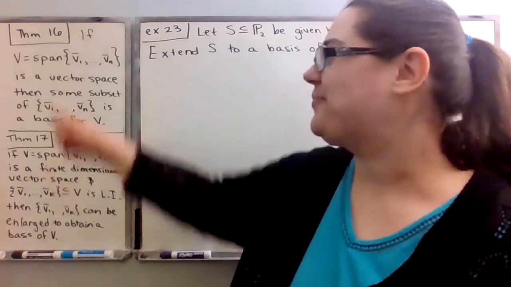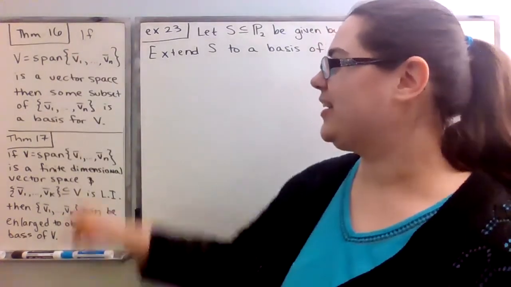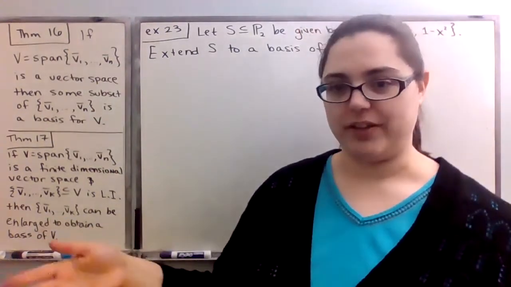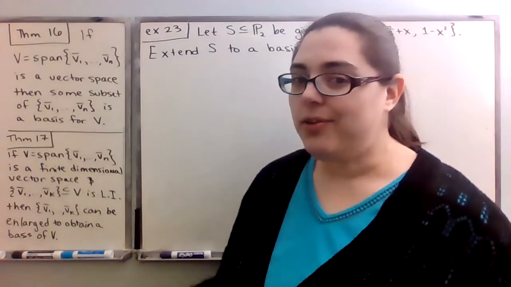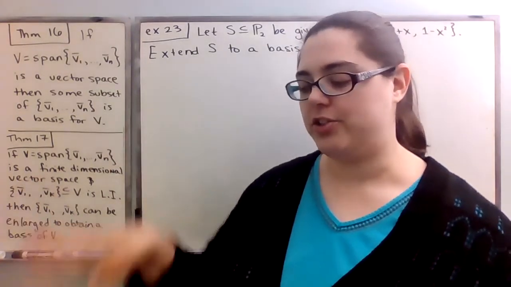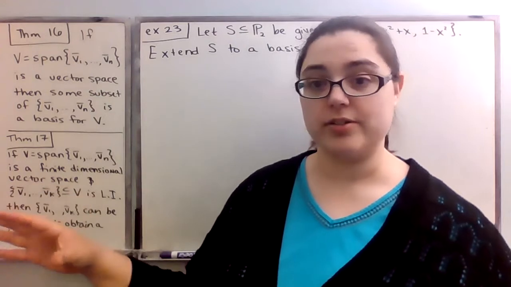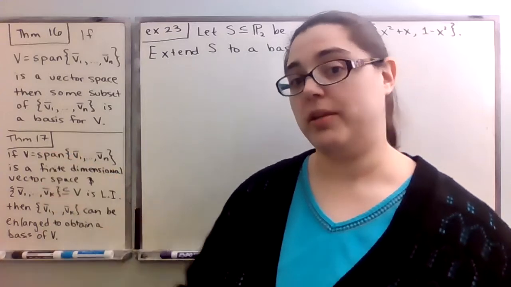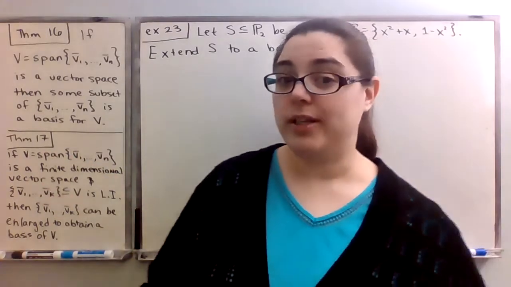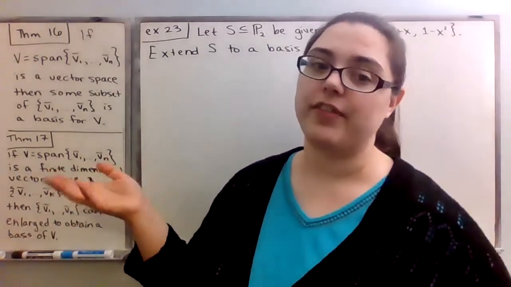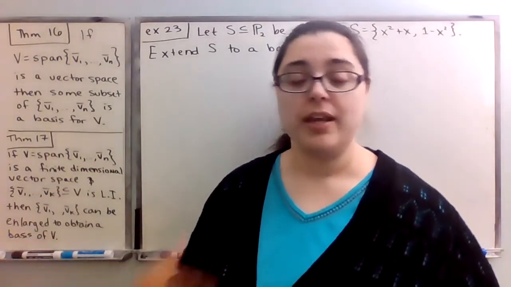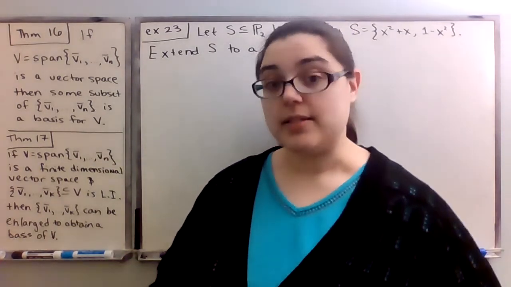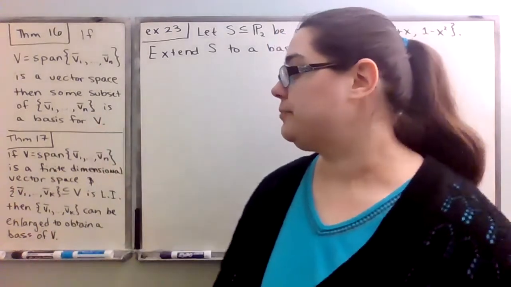Theorem 16 states that if I have V equal to the span of n vectors, if this is a vector space, then some subset of it is going to be a basis. In other words, if you know that you can write your vector space in terms of a span of some vectors, then some subset of those vectors that span the whole space will be a basis. The only reason it wouldn't be that set itself is if that set is not linearly independent. If you have some duplicates or some redundancies, then it's not going to be a basis. So that's what theorem 16 is stating.